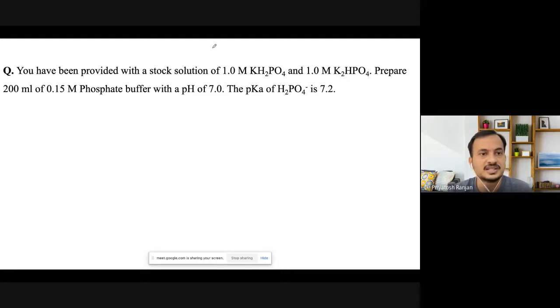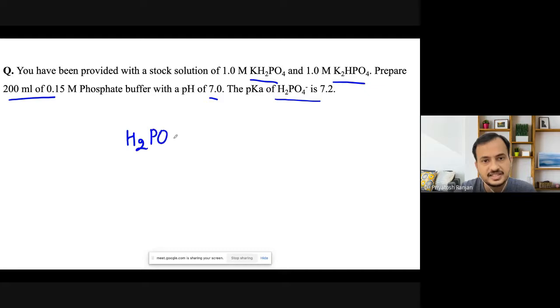So coming back to the question, I have been provided with a stock solution of 1 molar KH2PO4, fine, and 1 molar K2HPO4. Remember, there are two different kinds of salts. Prepare 200 ml of 0.15 molar phosphate buffer. So I have to prepare 200 ml of 0.15 molar phosphate buffer with a pH of 7. All right, the pK is given again. So what I need to do is consider some chemical reaction, and I can write that chemical reaction as H2PO4 minus.